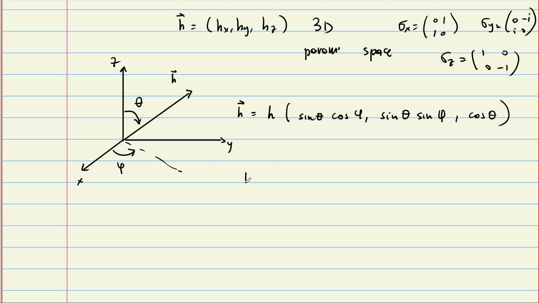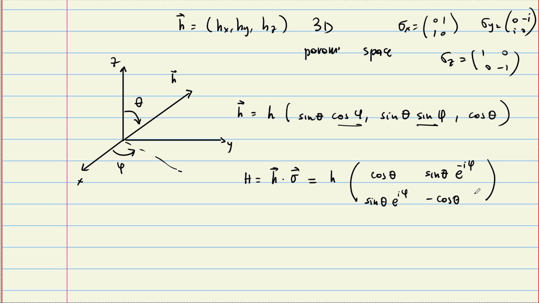Then H dot sigma is going to be H. So this is cosine theta. This is minus cosine theta, right? This is the Z component. And here I have sine theta e to the minus I phi, because there's sine theta, one comes with cosine theta, times minus I times sine theta, and this is from the earlier formula, this is e to the minus I phi, and this side is going to be sine theta e to the I phi. Good?